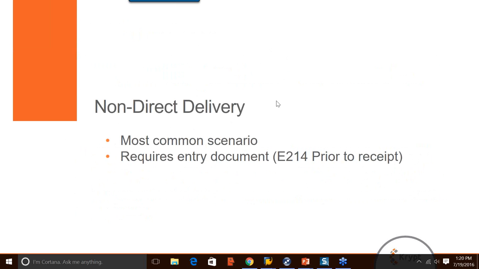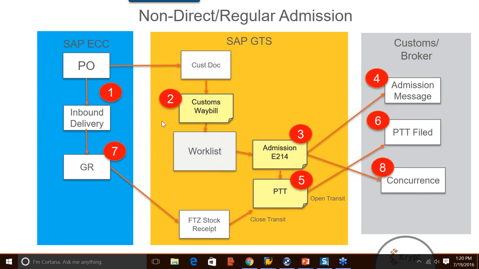But first we'll talk about the non-direct delivery. Again, it's the most common scenario, and customs requires that you post with them an entry document before you get to receive the goods into the FTZ. Well, here's a flow chart, and at first it may look a little confusing, but I'll try and take you through each step. Well, first, in your SAP ECC system, or if you're using another source system, you would typically post a purchase order. In GTS, that purchase order is interfaced into SAP GTS, and then different compliance checks are done in terms of sanctioned party list screening and other import compliance checks.